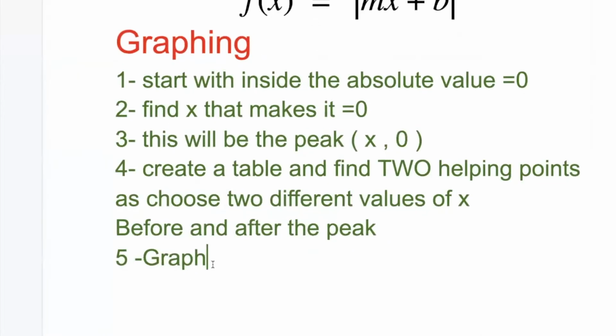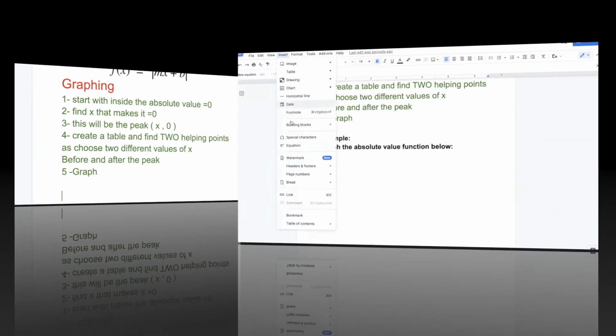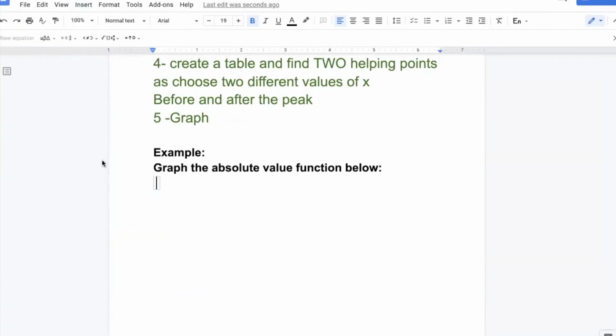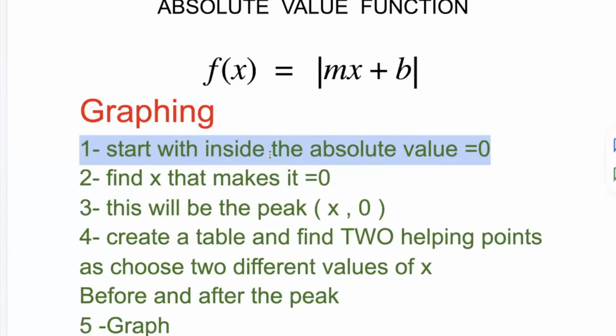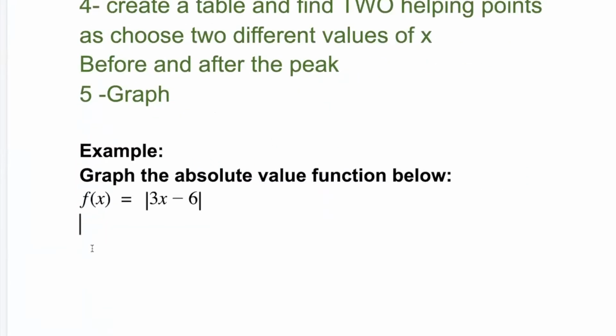These are the steps for how to graph an absolute value function. I will start with an example and it will look very easy. Now we will work on it step by step. f(x) equals absolute value of 3x minus 6. First step, what is the first step? Start with the inside of the absolute value equals 0. Now we will solve it: 3x minus 6 equals 0. 3x equals 6. Divide both sides by 3. x equals 2.